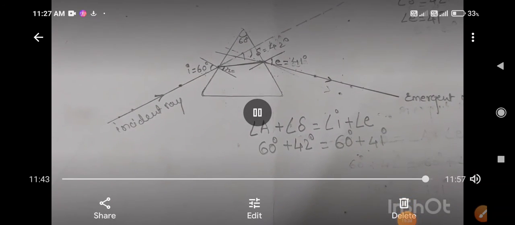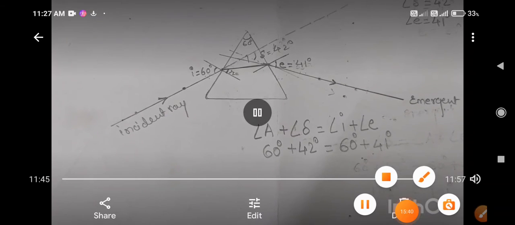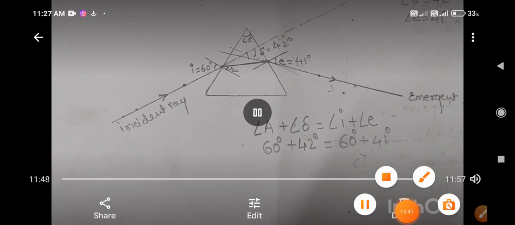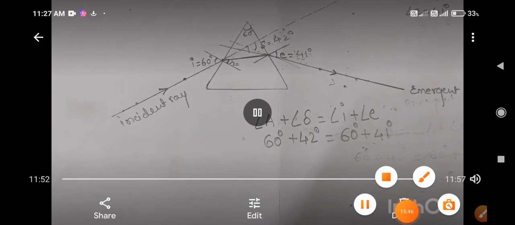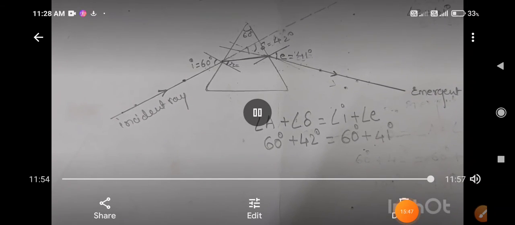I have taken just one of the experiments, based on what? I have taken angle of incidence equal to 60 degree. We can see for 30 degree as well as for 45 degree.